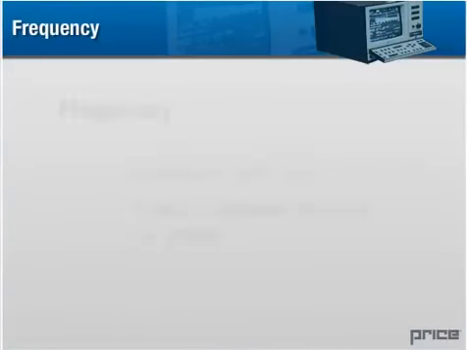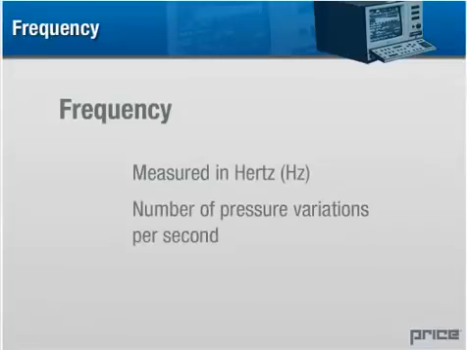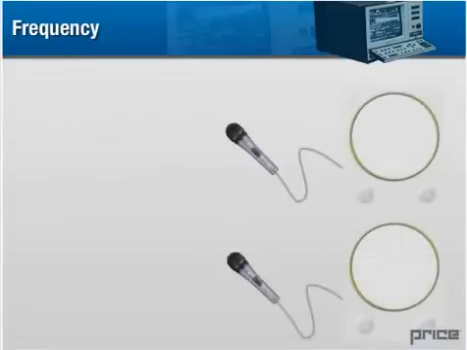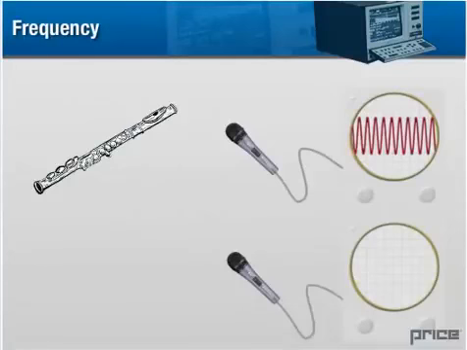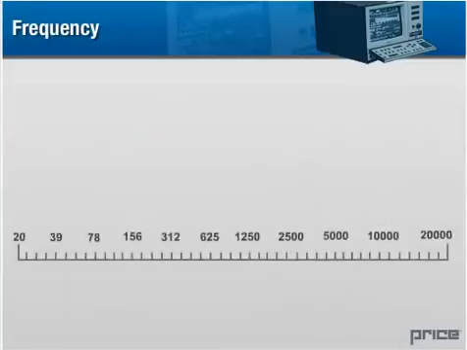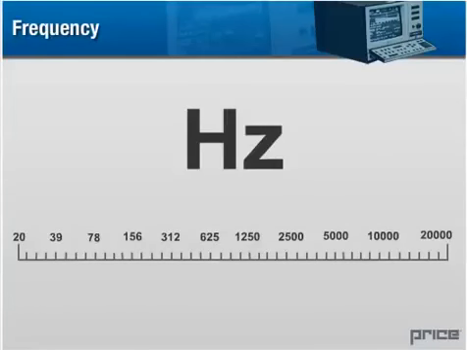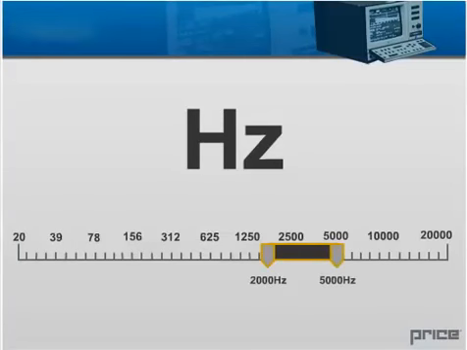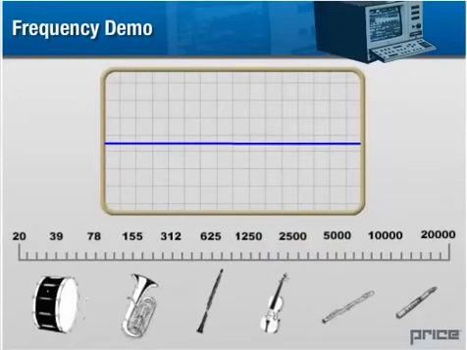Frequency. Frequency, which is measured in hertz, is the number of pressure variations that occur per second in a sound wave. The sound's frequency produces a distinctive tone. This is why a flute, which has a high frequency, and a bass drum, which has a low frequency, sound so different. The range of human hearing is anywhere from 20 hertz all the way up to 20 kilohertz. The human ear is most sensitive to sounds between 2 kHz and 5 kHz. Please experiment with this interactive screen to better understand frequencies.